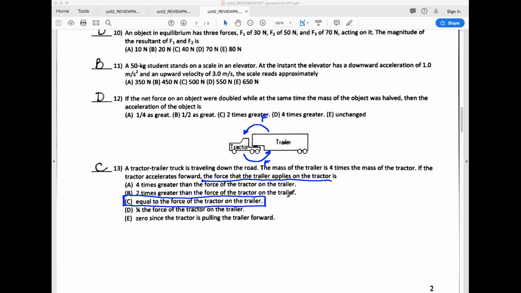And you'll remember that really simple worksheet that we did, at least the front side of that conceptual development worksheet was easy. It was bat hits ball, ball hits bat, fist hits desk, desk hits fist. And so the force of the trailer on the tractor is equal to the force of the tractor on the trailer. Done. That's all this is, a Newton's third law application question.